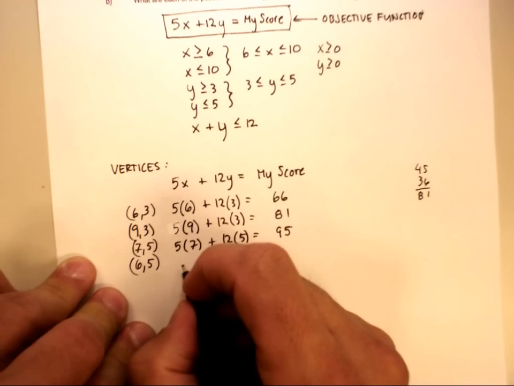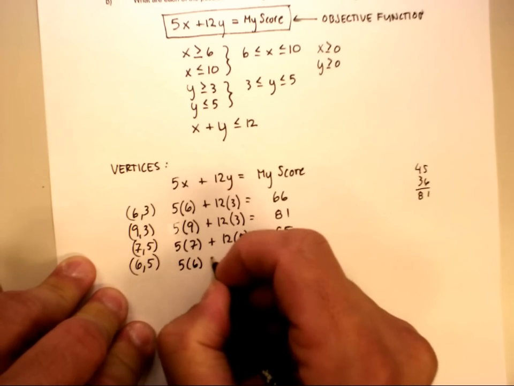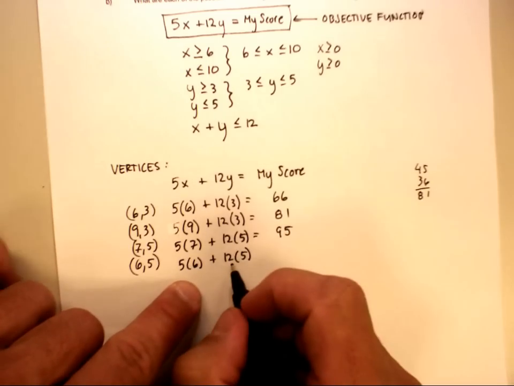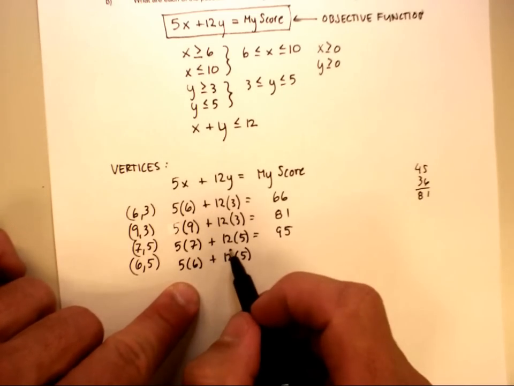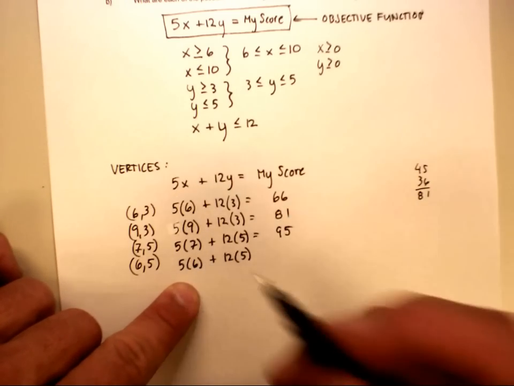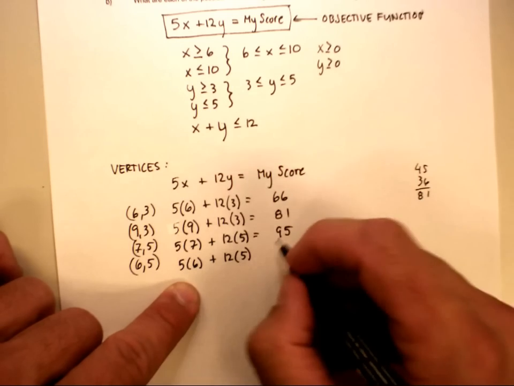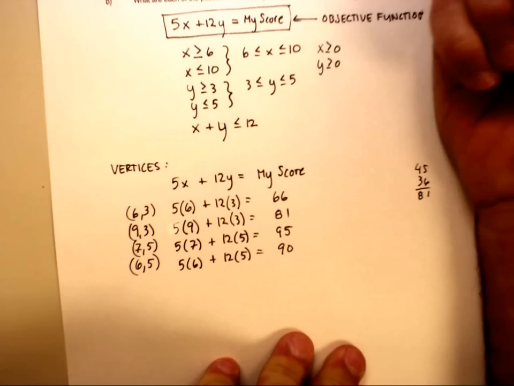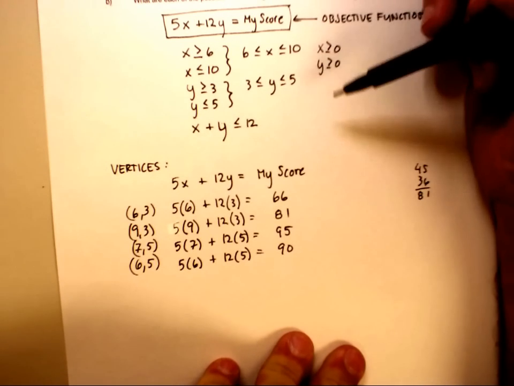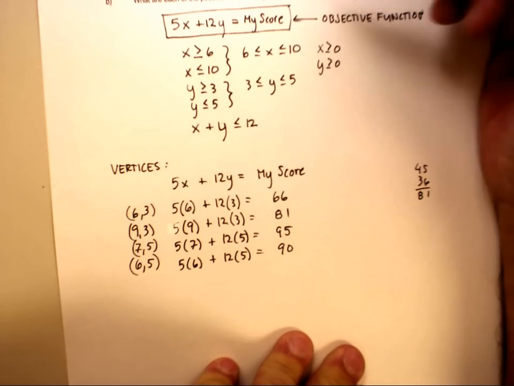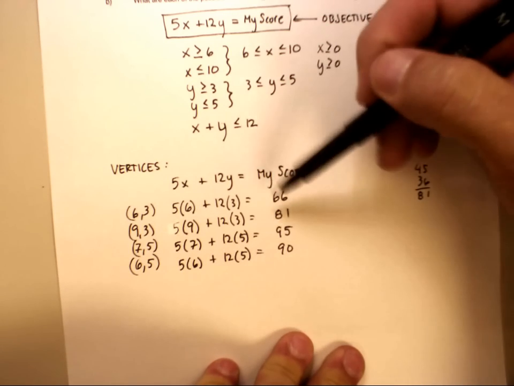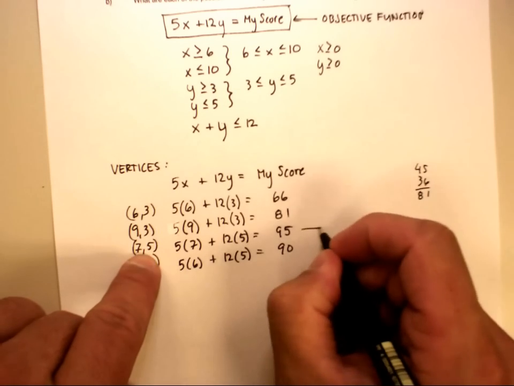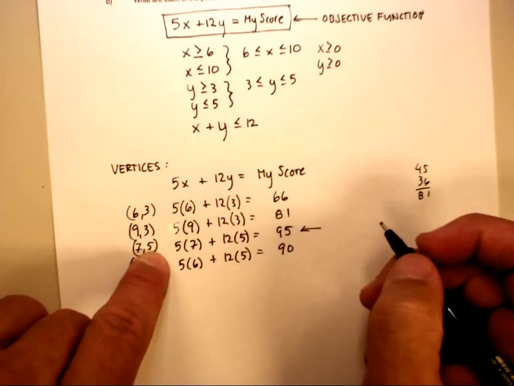And finally, this last combination is 5 times 6 plus 12 times 5. That's going to give me, did I do this right? Yeah, I did do it right. That's going to give me 60 plus 30, or 90. So here's your question. Which is the highest possible score that I could get on this test within the time constraints that I have? I should go for 7 short answer and 5 essay.